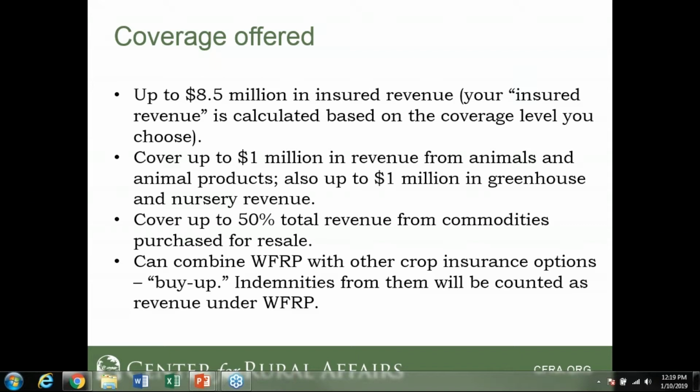So whole farm will also cover up to 50% total revenue from commodities purchased for resale. And you can combine whole farm with other crop insurance options. So this is the buy-up option. But indemnities from those other crop insurance options will be counted as revenue under whole farm. So this last point, if you already grow and insure corn and beans, and you want to insure an additional crop like organic oats, you can use the buy-up option under whole farm, and the two policies will work in tandem.